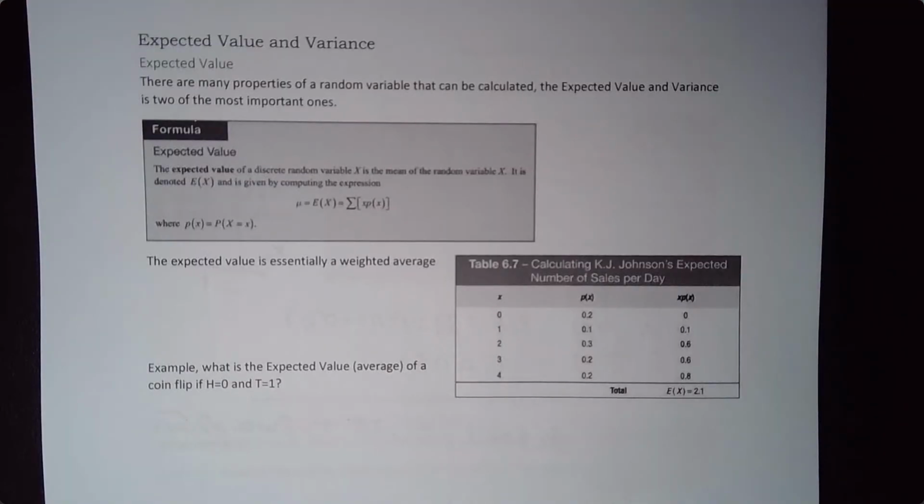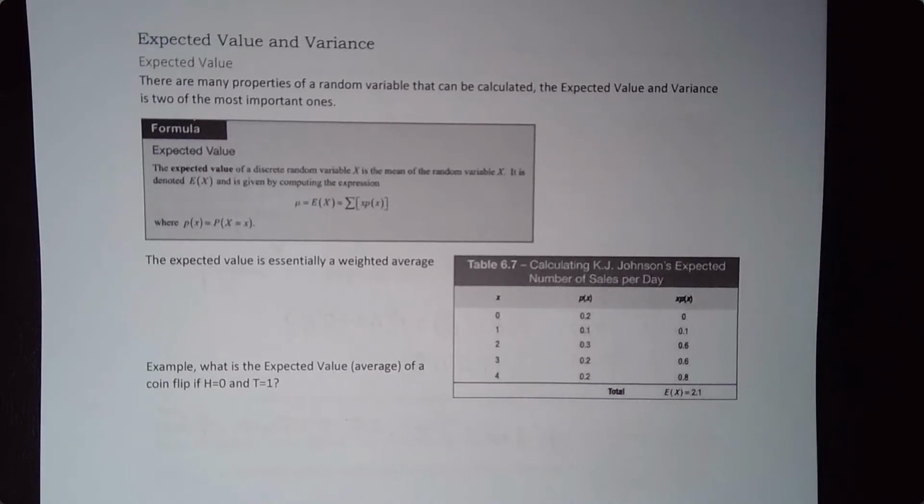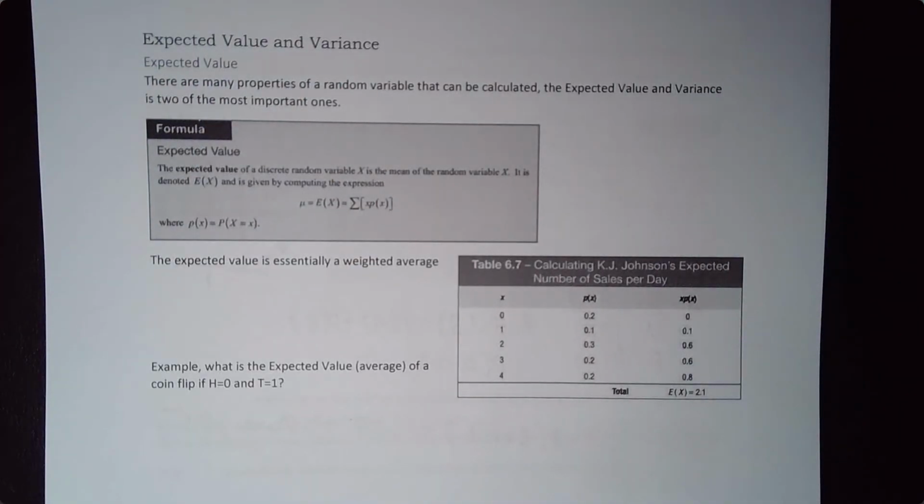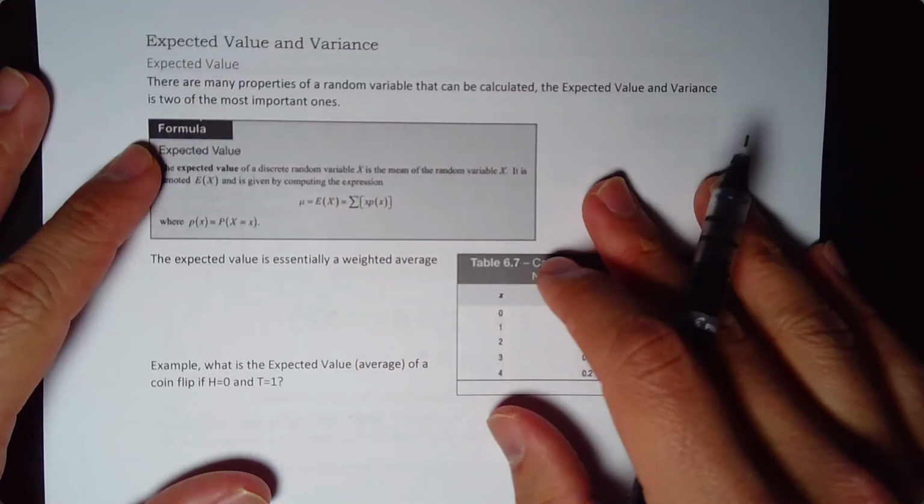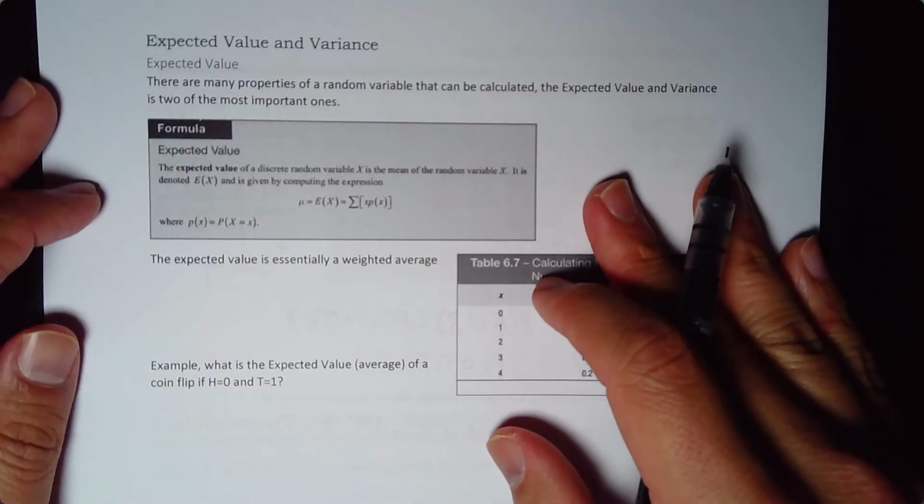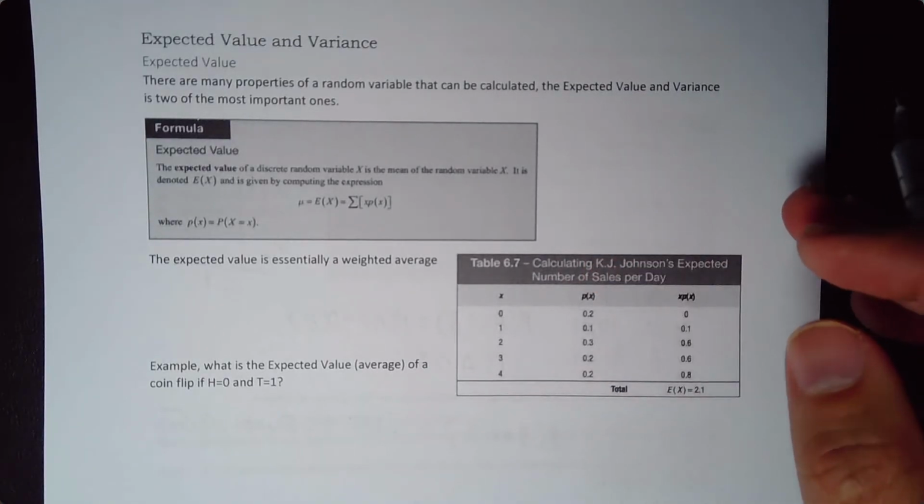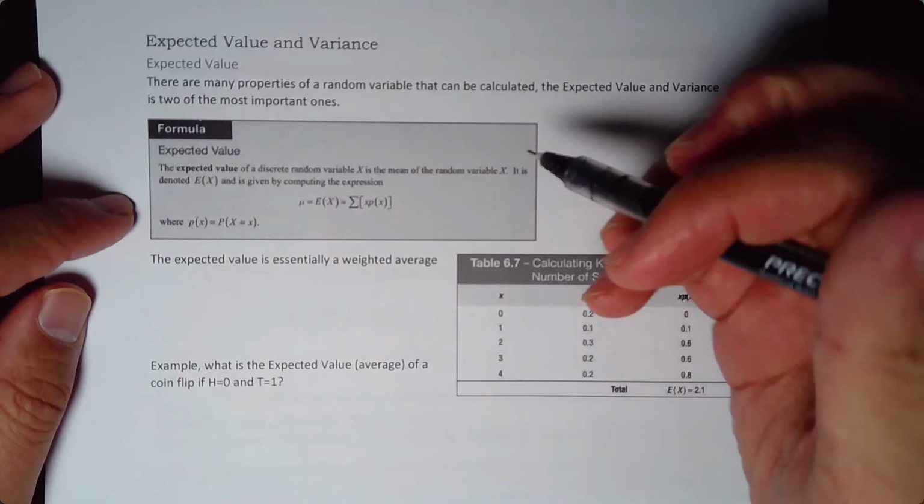Now a probability distribution is just a way of describing something that exists. There are many things that we can calculate regarding a probability distribution. The two most important things we can calculate are expected value and variance. Expected value is basically the mean, the average of the distribution.